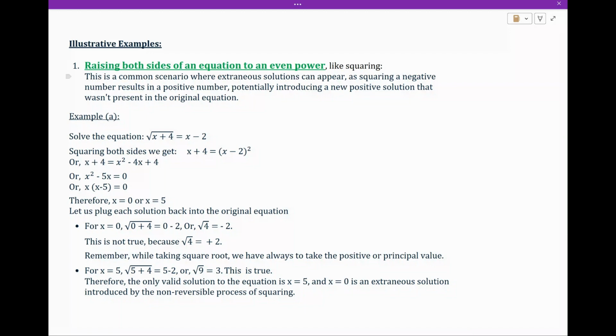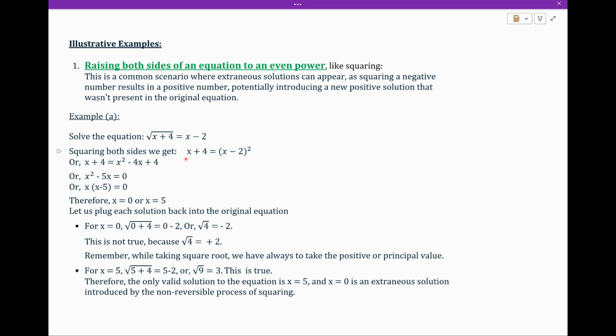Number 1. Raising both sides of an equation to an even power like squaring. This is a common scenario where extraneous solutions can appear because squaring a negative number results in a positive number, potentially introducing a new positive solution that wasn't present in the original equation. Example A. Solve the equation square root of x plus 4 is equal to x minus 2. To solve this, we have to square both sides.